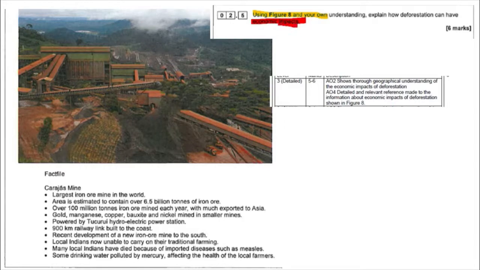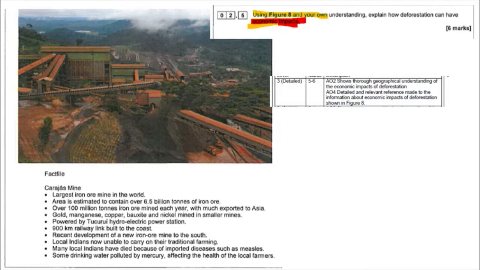Now, impacts is an important word. They use it a lot in exams. And most people think of impacts as being negative, but actually it can be positive. So we're after good and bad things, and equally as importantly, it's got to be economic. Economic means money and jobs. Right, so let's have a look. What have we got here that can actually help us?